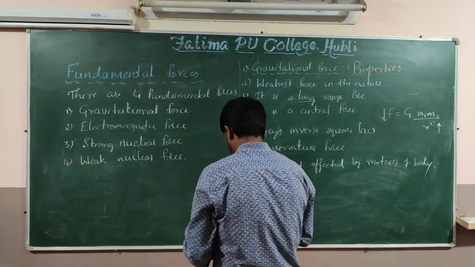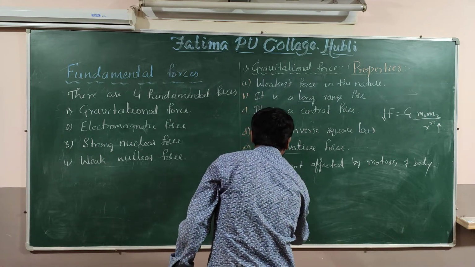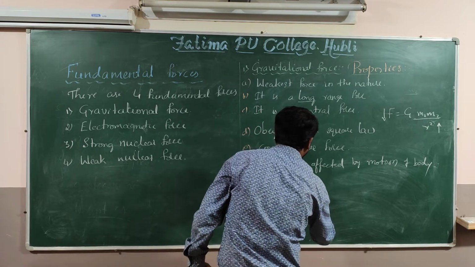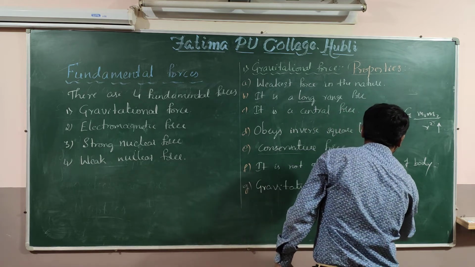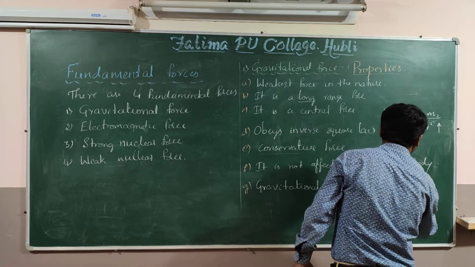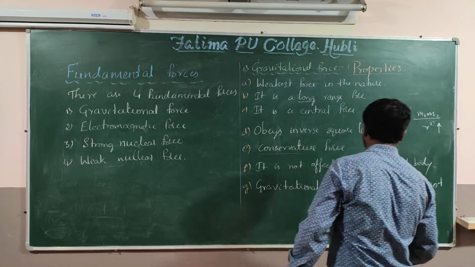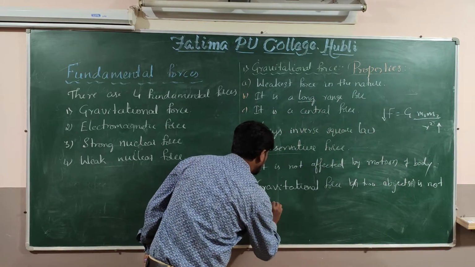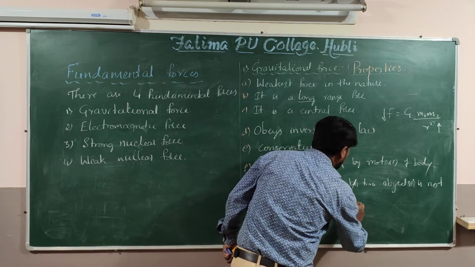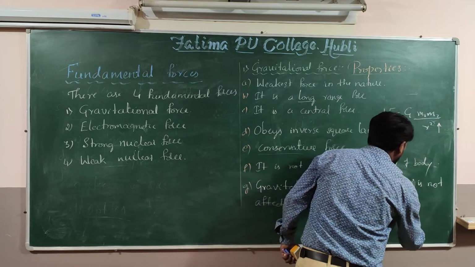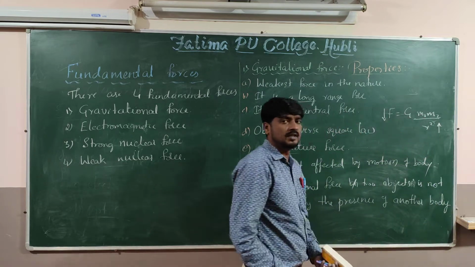Then, the next point is the gravitational force between two objects or two bodies is not affected by the presence of another body. What is the meaning of this?